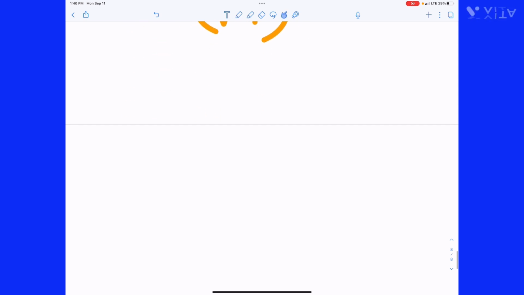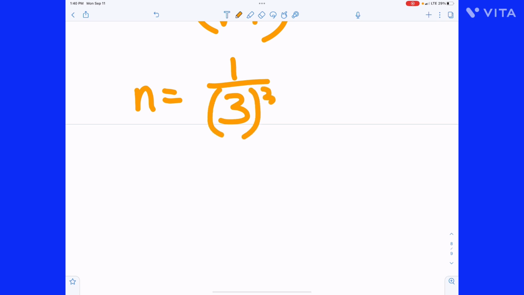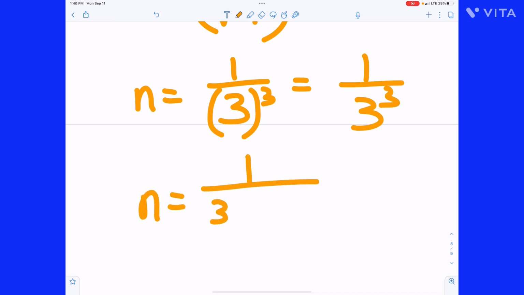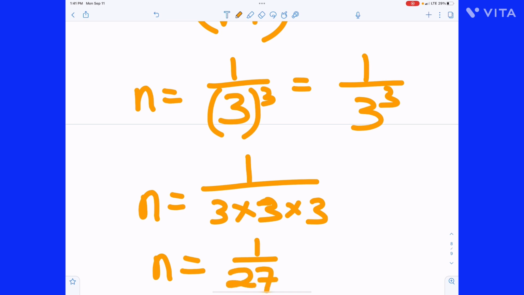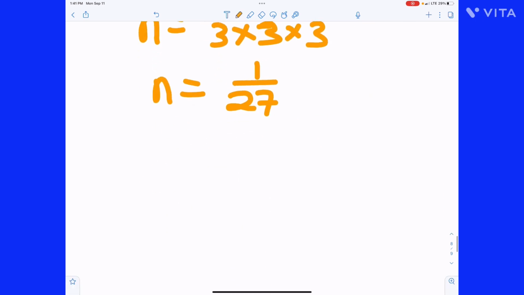So let's go ahead and do that. n is equal to 1 over, the square root of 9 is 3. So we raise 3 to the power of 3. I can use bracket if I like. It means the same thing as 1 over 3 raised to power 3. That means n is 1 over 3 times 3 times 3. That gives you n is equal to 1 over 27. So let's continue. Number 8 now.